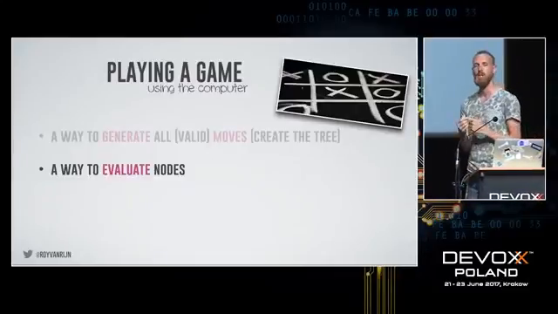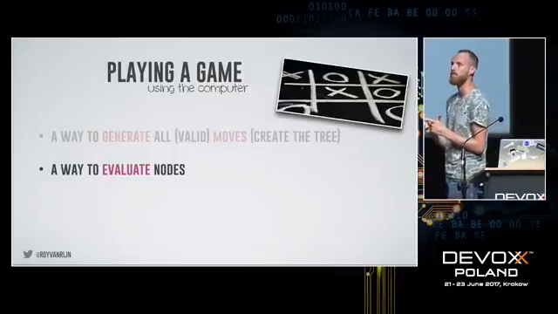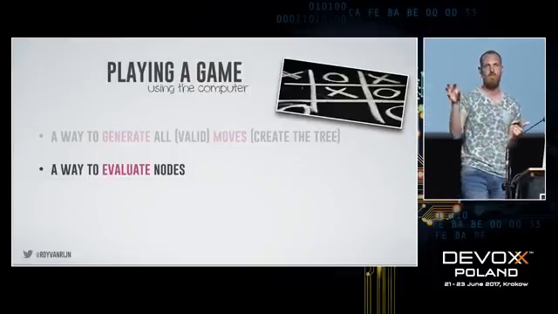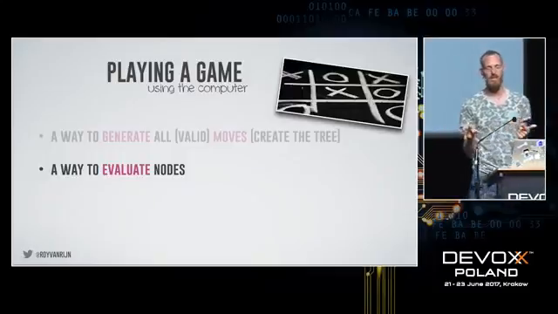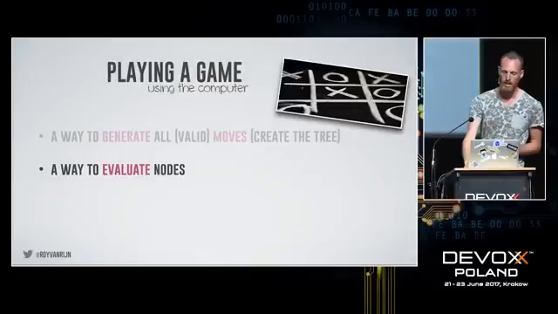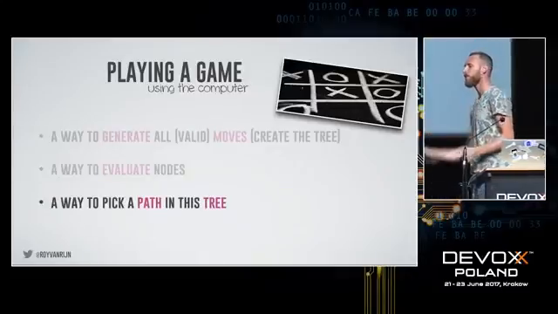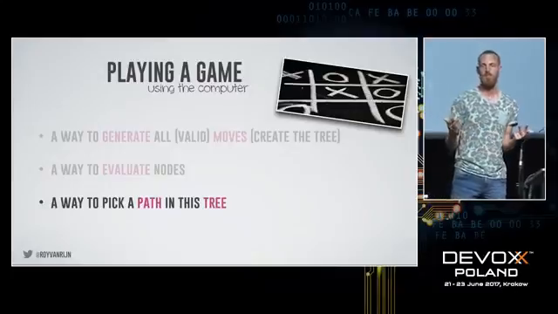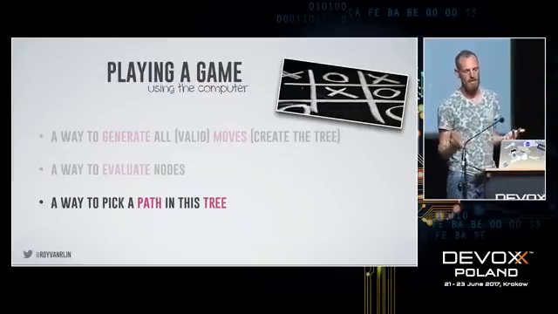The next thing is you need a way to evaluate the nodes in the tree. So you need a way to score all the nodes. This is also game-specific, but it doesn't really have to do with the rules. And the final thing, which is completely unrelated to the game, is to pick a path in this tree. That's basically how you play the game.